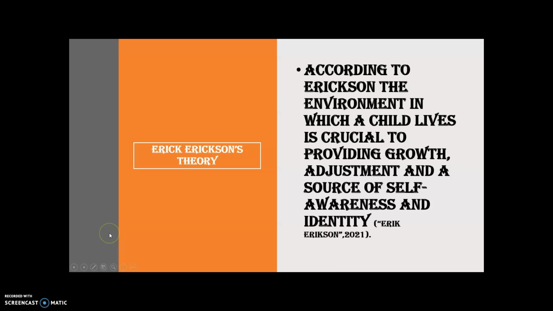And now we move on to Erik Erikson's theory. According to Erikson, the environment in which a child lives is crucial to providing growth, adjustment, and a source of self-awareness and identity.